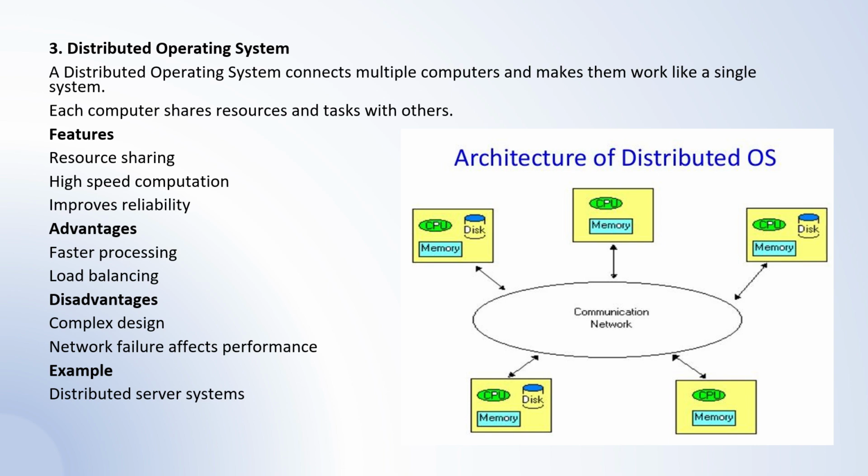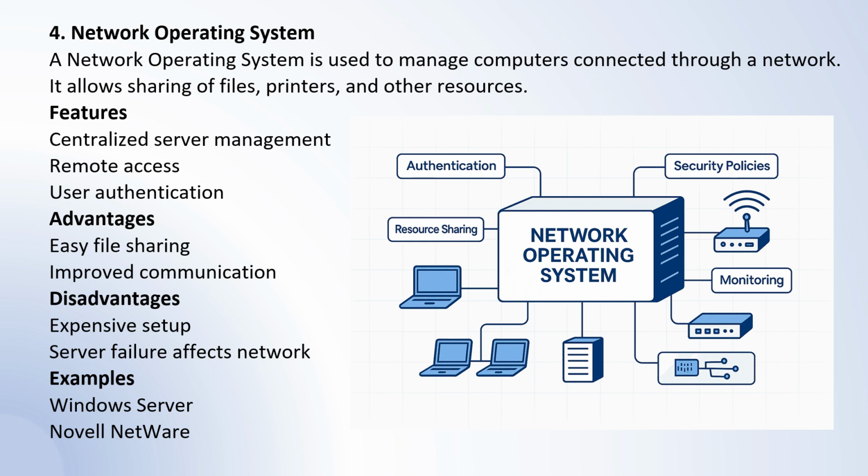Now moving to the fourth type, network operating system. A network operating system manages computers connected through a network. It allows sharing of files, printers, applications, and internet resources. Working: a central server controls the network. Users access shared resources through the server.